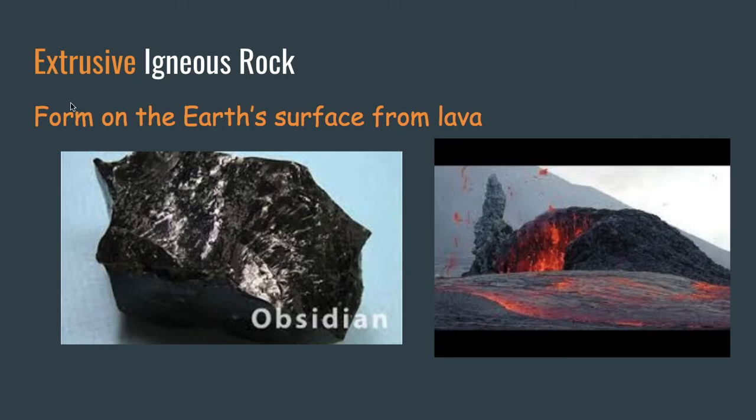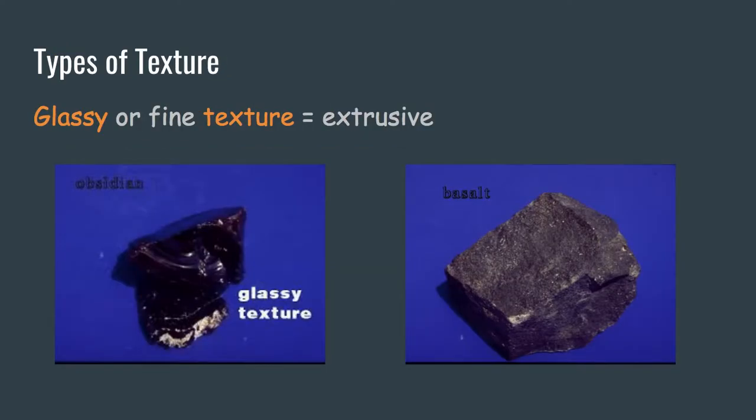All right, ex means out, like an exoskeleton or an exit. That's going to tell you that it left the inside of the earth and is now on the surface. It cools down really fast because it's exposed to air. Rocks that are extrusive are going to have a glassy or fine texture. So obsidian is glassy.